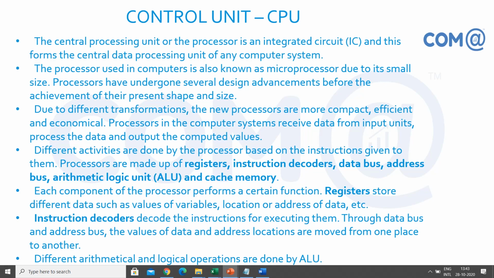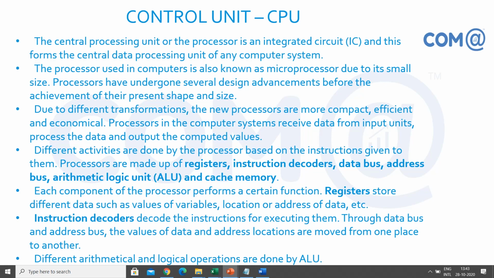Earlier it was 2.5 or 3 inch in size, but now it is reduced to 2 inch or even less, due to different transformations, right? So the new processors are more compact. With the advancements in technology, the processors have become compact. So the heat dissipation is also reduced and the processing efficiency is increased.